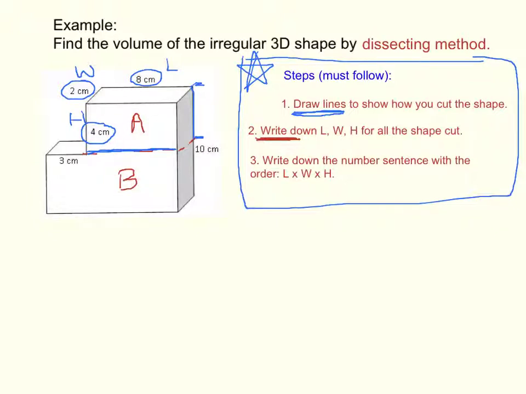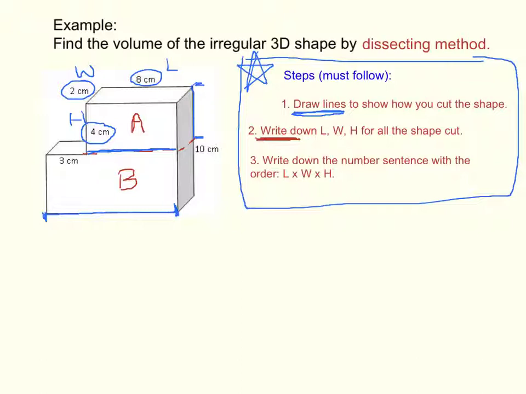But for cuboid B, the length is here, this part. Okay. And can we get the answer directly? Did the question give you the answer directly? How long is the length of cuboid B? Actually, no, you need to find out by yourself.